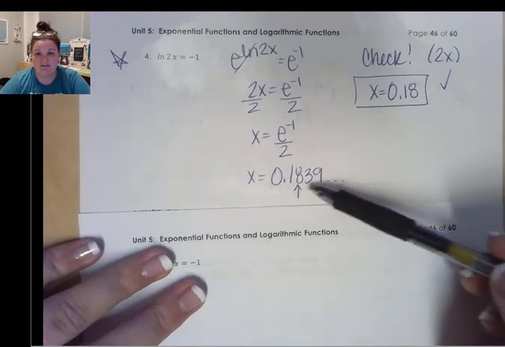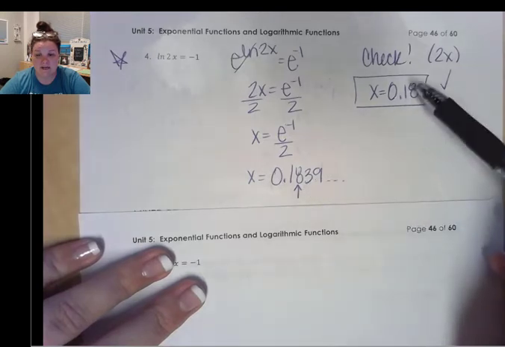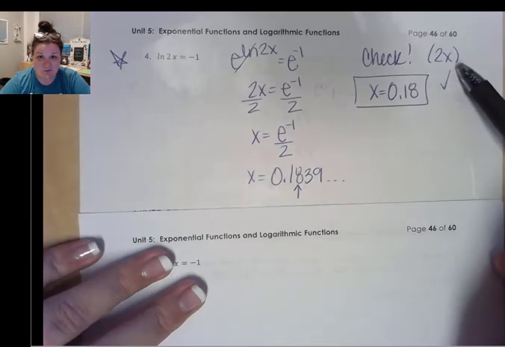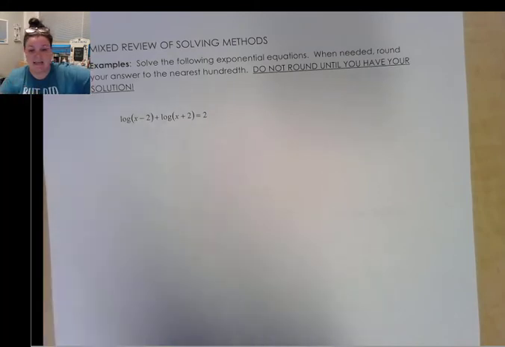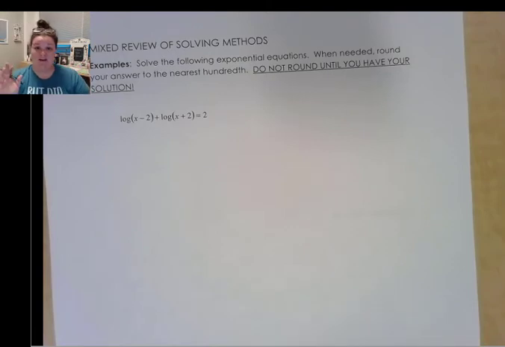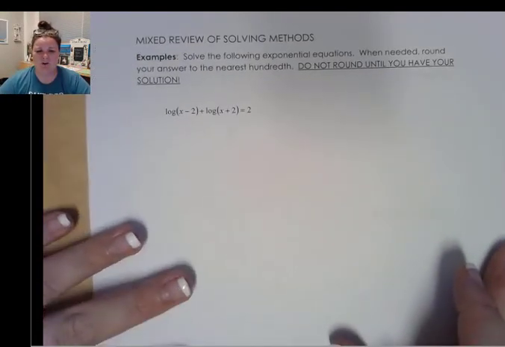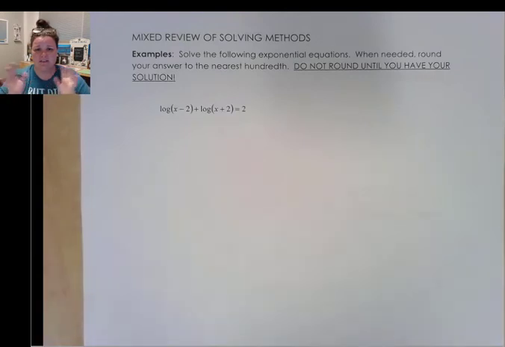Okay, which should give us 0.1839, and we're rounding to the nearest hundredth. Okay, so we get our answer, we check it to make sure it works, and then we're done. All right, so now we've been through all of the different types of solving strategies. If the bases are the same, if the bases aren't the same, if we have an exponential, if we have a log. So now I just want to go over some mixed review of all the different things we've learned and see if we can think through how to do it.